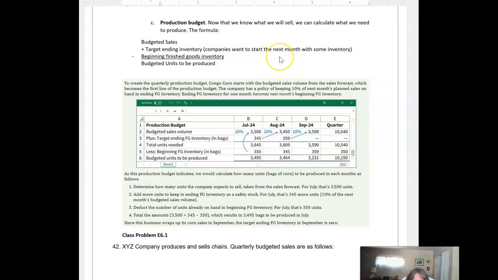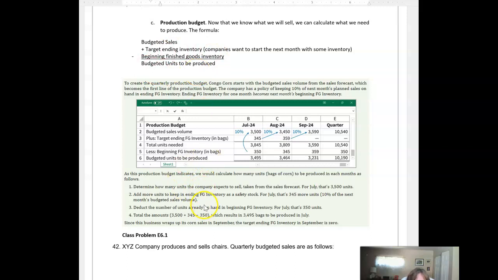Okay, no one wants to end the month with no inventory and everything gone. So the very next day you don't have anything to sell. So what companies usually do is they forecast an amount that they want to have on hand, and we can subtract our beginning finished goods to get budgeted units to be produced.